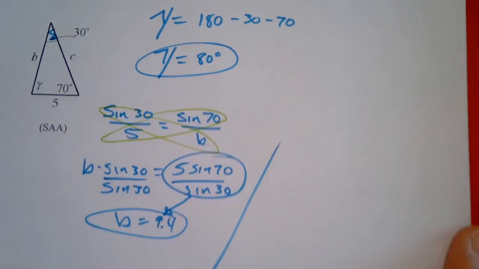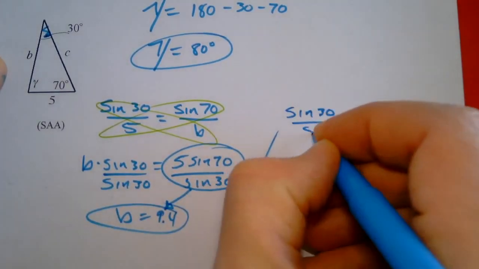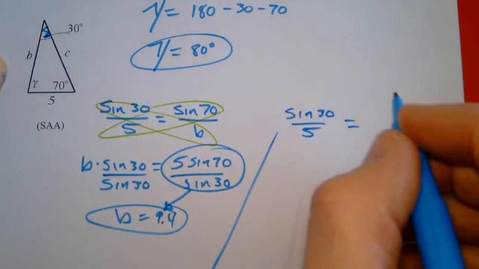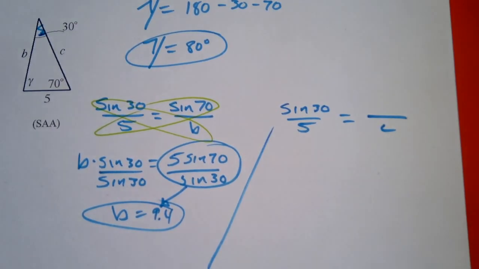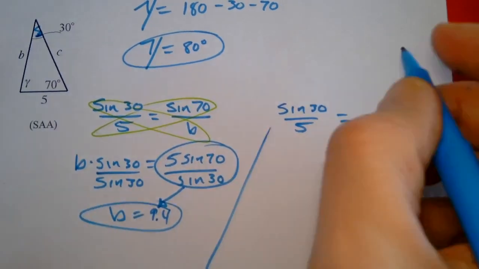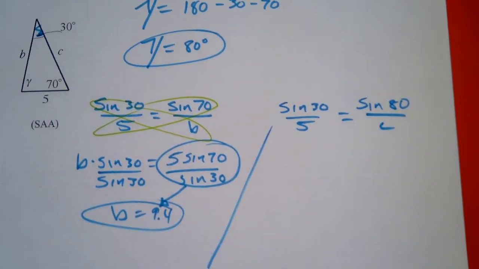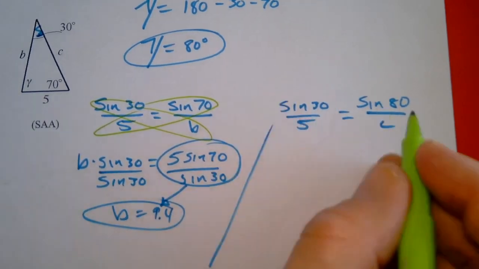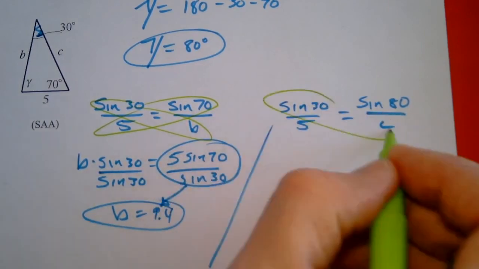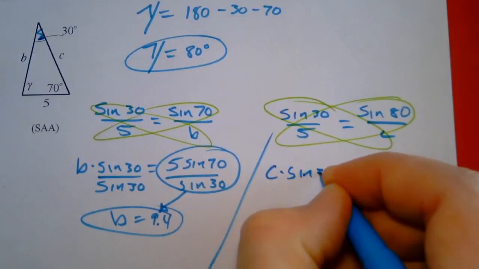Okay? So as I set up, I use that same fraction we had, the sine of 30 over 5. And now we want to find little c. What angle's across from little c? 80. So I got the sine of 80 now. And Jack says this is perfect for what? We got law of sines, and it's a fraction, so it's perfect for cross multiplication. Boom. So we get c times the sine of 30.